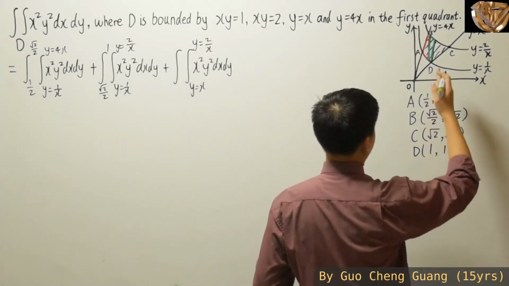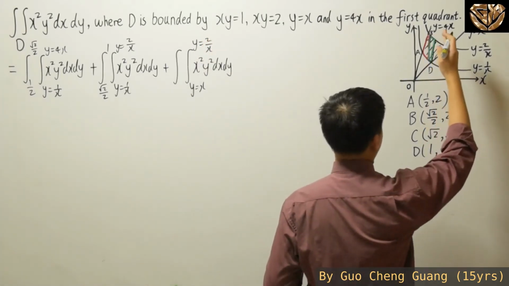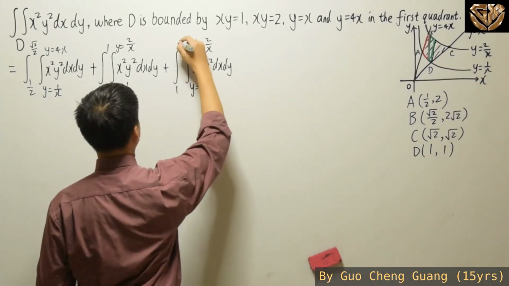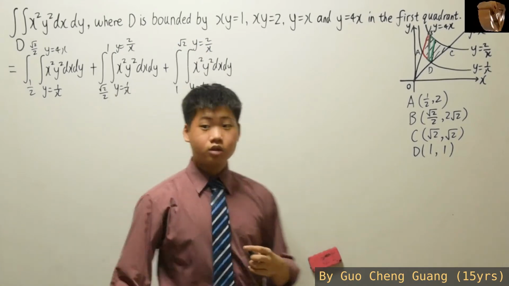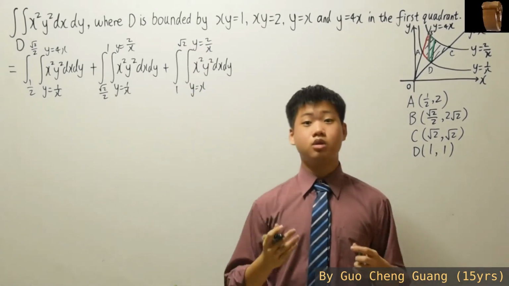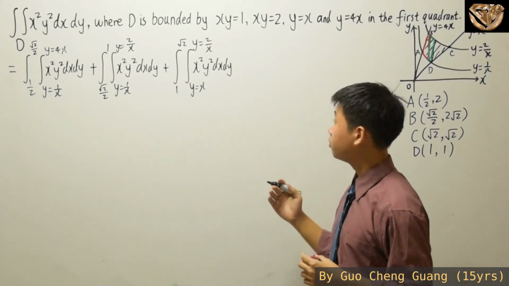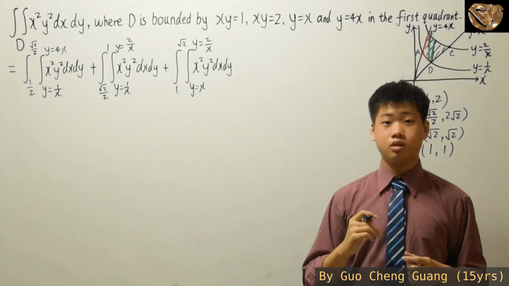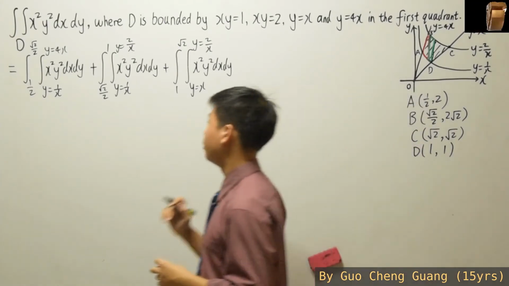And you have the x coordinate of point D to the x coordinate of point C, which is 1 to square root 2. Right, so these would be the 3 integrals that you would need to solve. Now let's take a look at each of them, since you have to integrate with respect to y first.